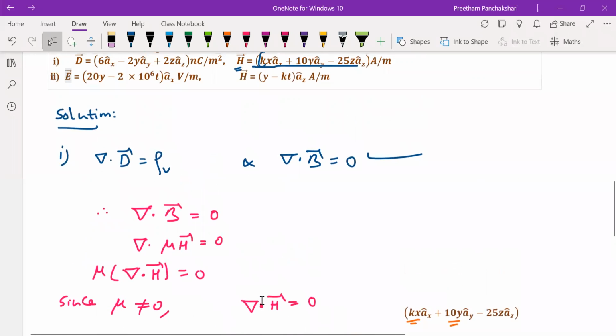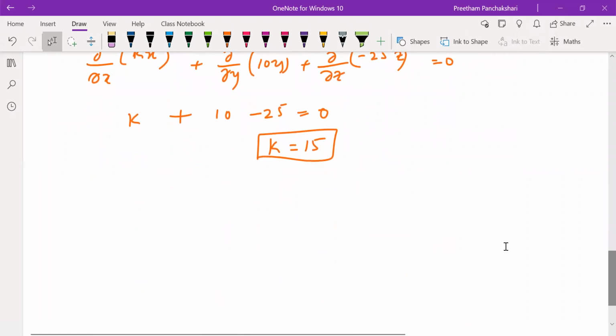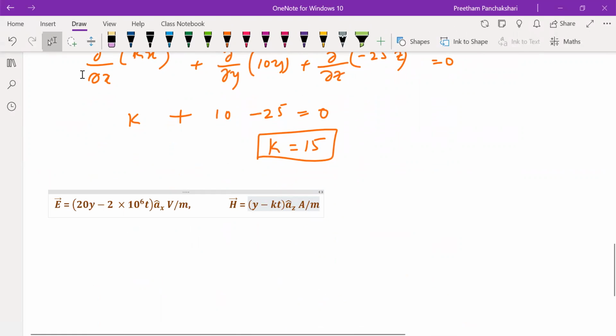Let us look into problem number 2. Here, E contains the time variable t. H also contains t. So E and H are time varying fields. That's why we have to use Maxwell's equation number 3 or number 4. Let us see what those equations are.